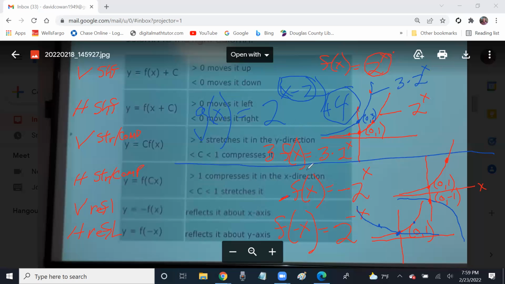And so I'm going to give you a bunch of functions and ask you to tell me what that adjustment does. Does it vertically shift it? And if so, which way, up or down? Does it horizontally shift it? If so, which way, left or right? And so forth. Okay.